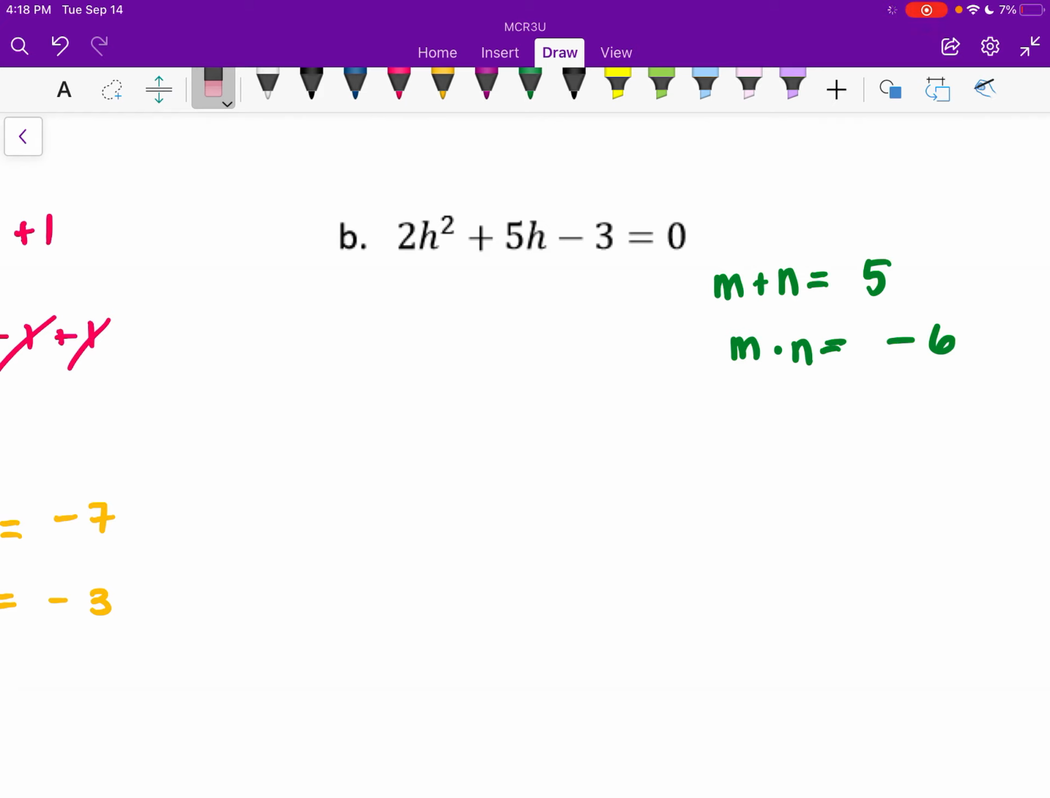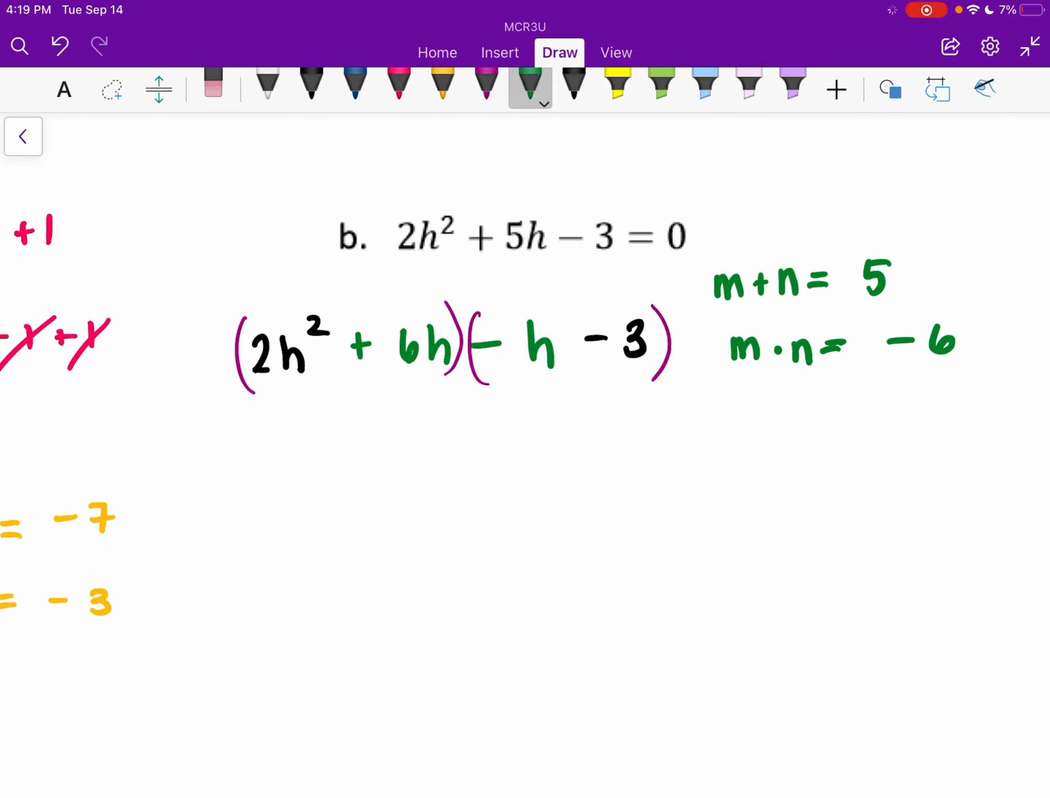So let's decompose our little equation here into 2h squared minus 6h plus, sorry, not minus 6h, it's plus 6h. Plus 6h minus h, right? Because 6 minus 1 is going to give me 5, and you can write 1h, there's no problem with that. I just don't write it because of form. Minus 3, right? Let's go in and group them together.